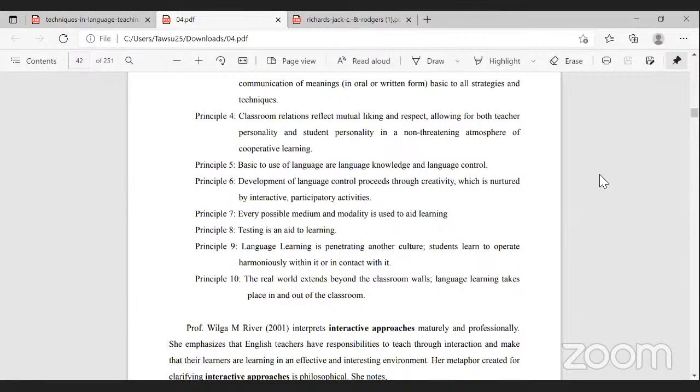For example, if one is supposed to develop a language or learn a language, you cannot do it in a week or within a year. It takes your whole life. It takes a lot of time. In fact, you learn a language throughout your life. So that is what he says: the real world extends beyond the classroom. Language learning takes place in and out of the classroom.